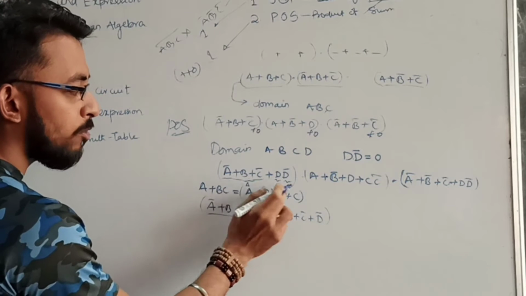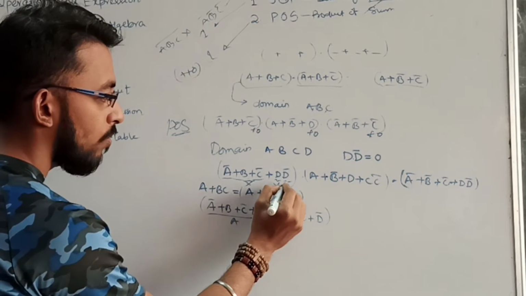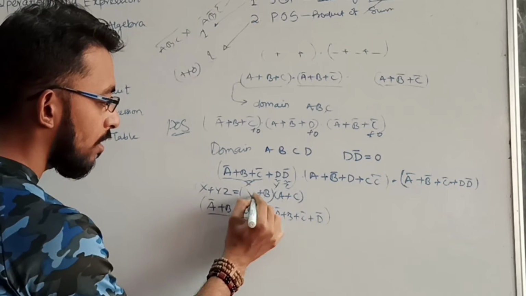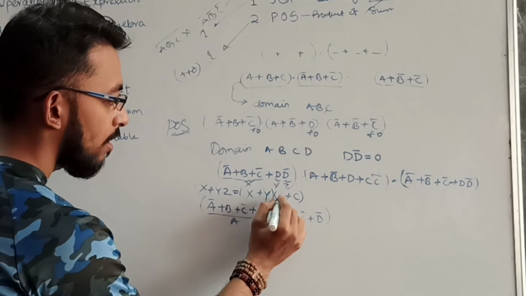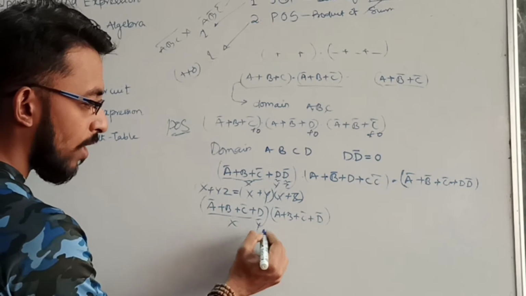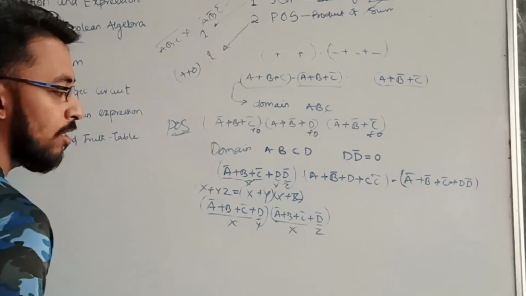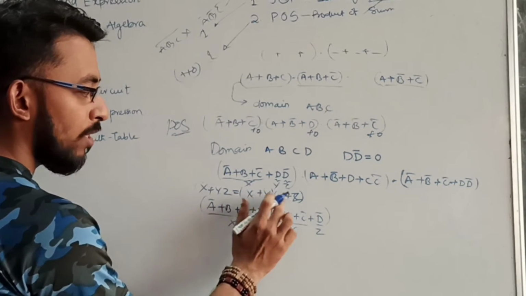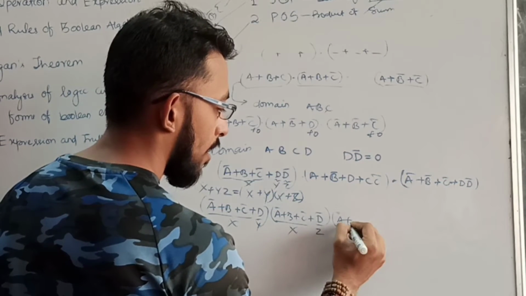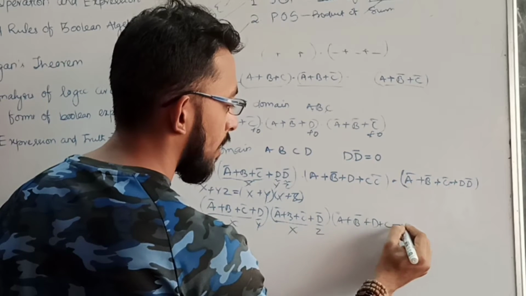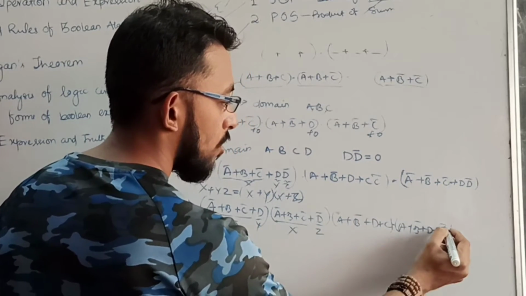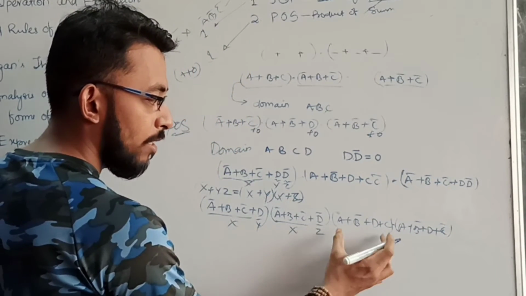Let's take, for example, X, Y, Z. How to represent this? X plus Y, Z is nothing but X plus Y and then X plus Z. So here this is X, this is Y, this is X, this is Z. So X plus Y, Z, I have to represent as X plus Y into X plus Z. Similarly, this one also can be written as A plus B bar plus D plus C into A plus B bar plus D plus C bar. Just divide into two parts the terms to multiply.